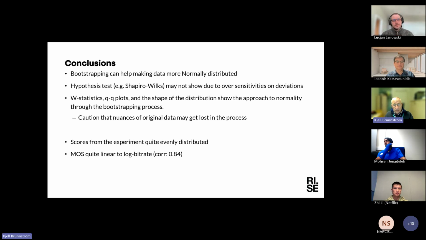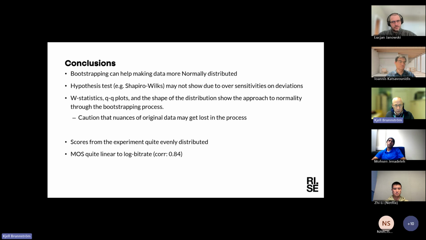For the hypothesis test, not only Shapiro-Wilk, I was testing Anderson-Darling and a few others. They have the same behavior. They will probably be overly sensitive to the deviation and will probably also tell you that the distribution is still not normal, I would say. So looking at the test statistics, for instance a QQ plot, the shape could be another approach to actually check that you have got what we were looking for. But maybe some nuances of the original data may get lost in the process.